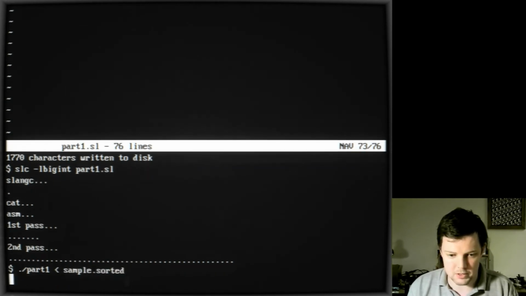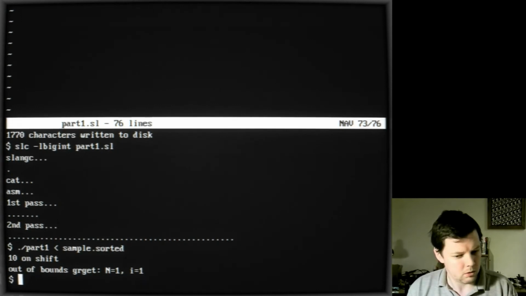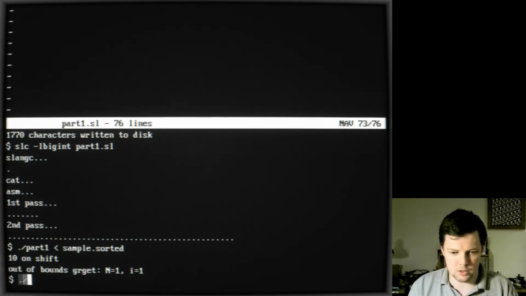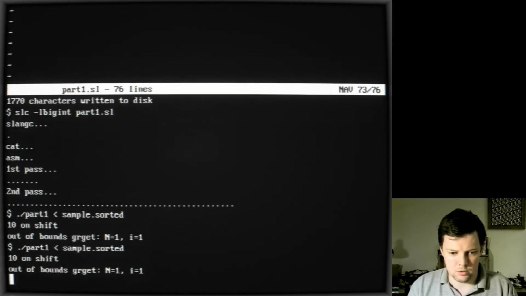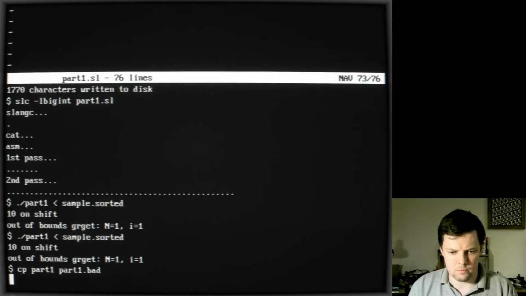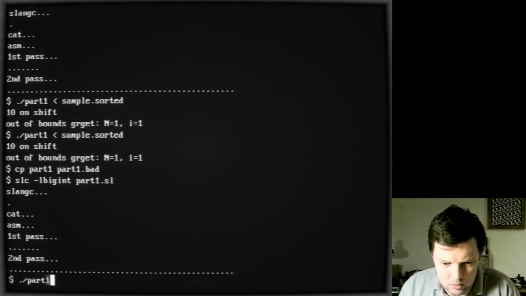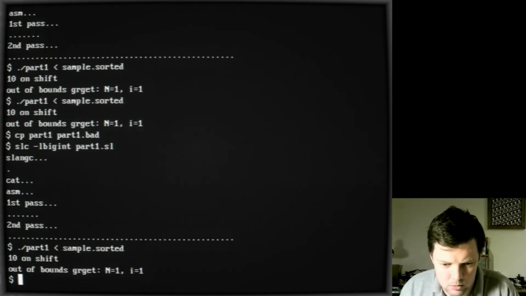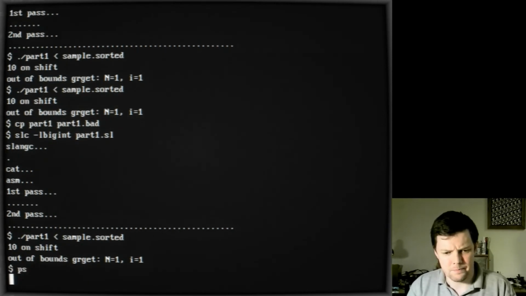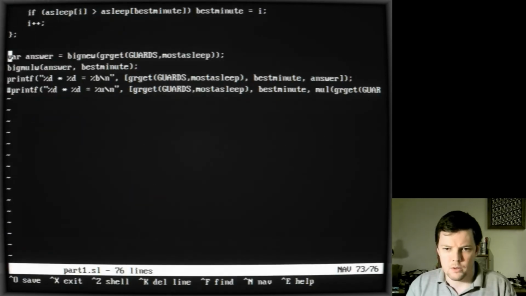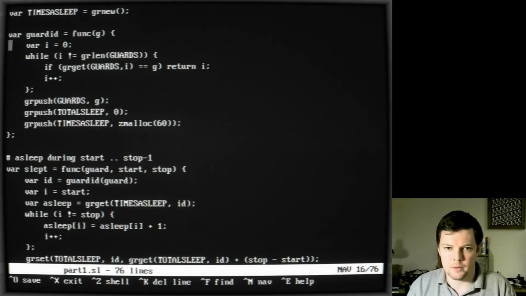I will just check that that still works on the sample. Interesting. Why does that not work? Just out of paranoia, I'm going to compile it again. What could be the problem there? I don't see the problem.